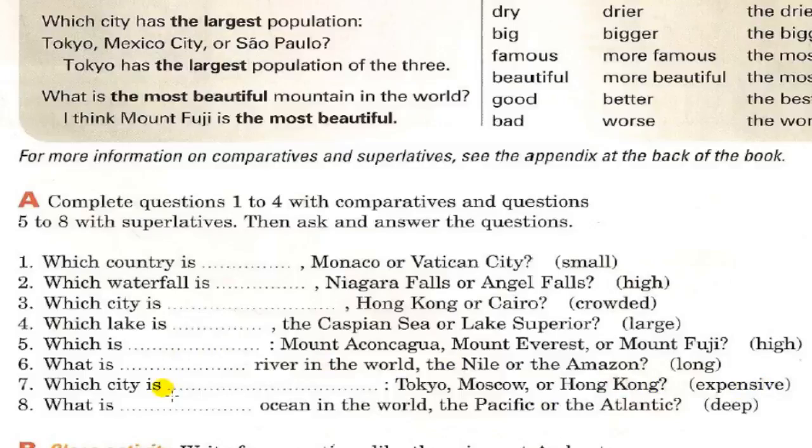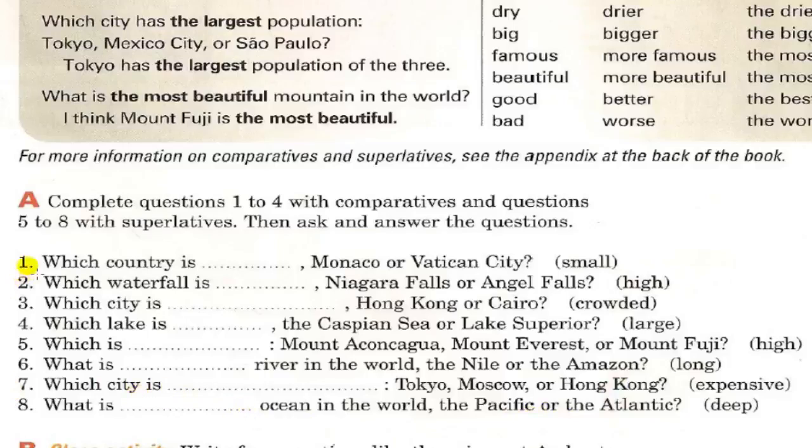8. What is the ocean in the world? The Pacific or the Atlantic? So here you make comparison between two, but you talk about the whole world. There's the Pacific Ocean, the Atlantic Ocean, the Indian Ocean. So what is the deepest ocean in the world? The Pacific or the Atlantic? So number 8, the deepest. Number 7, the most expensive.